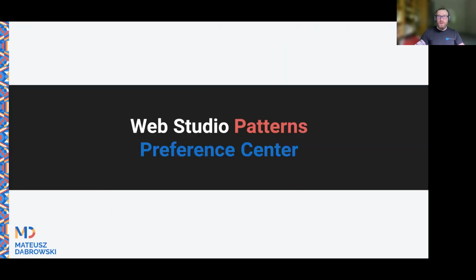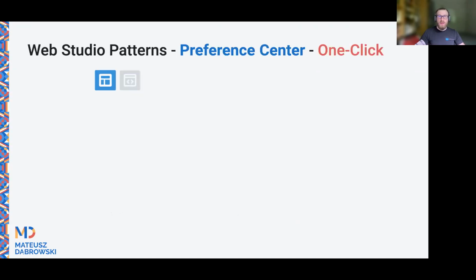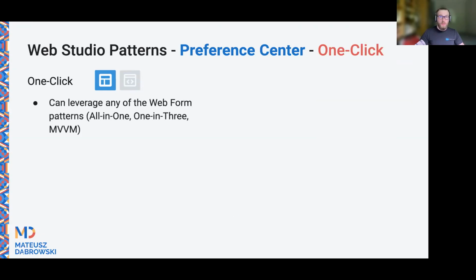Next part, Web Studio patterns on the Preference Center. So here we'll be covering two patterns. One is one-click Preference Center, and this is the simpler one. So it uses the cloud page, of course. It can be using code resource because for the Preference Center, you can leverage any of the patterns that we are discussing just before. So it can be all-in-one, it can be 1-in-3, it can be Mvvm. It's up to you which one you prefer, which one you want to use.